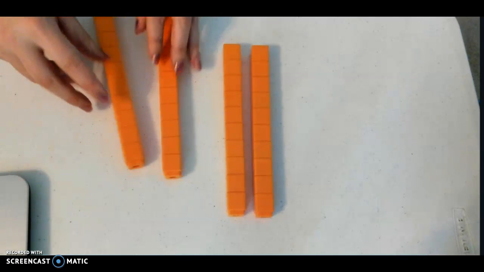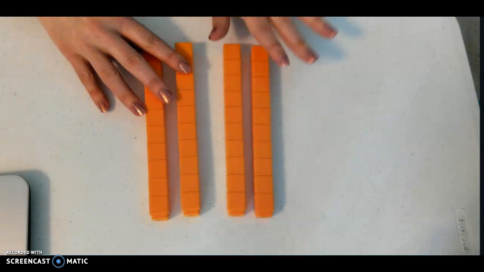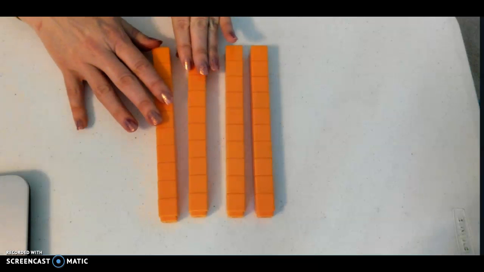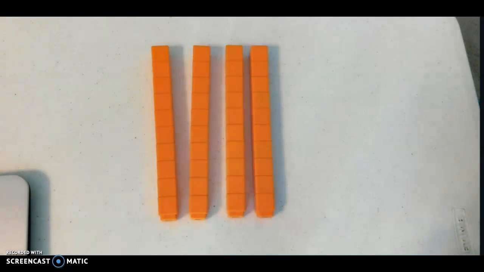Okay, what if I add in, so this was 20, what if I add in 2 more towers of 10? Now I have 1, 2, 3, 4 groups of 10. Do you have a fluent way of figuring out how many cubes I have in all that's not counting by ones? Okay, if you said 40, awesome job.